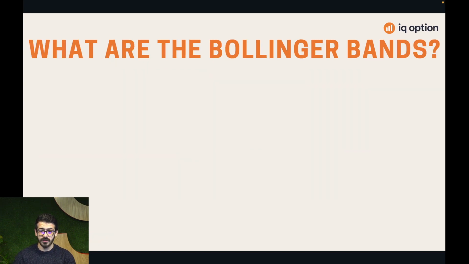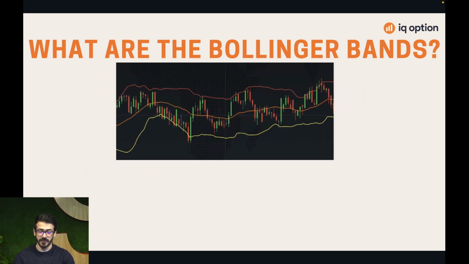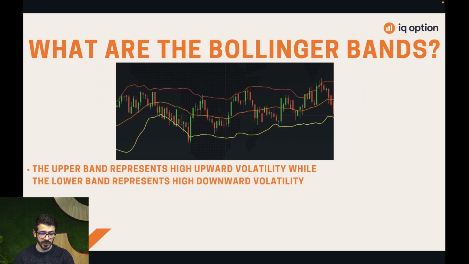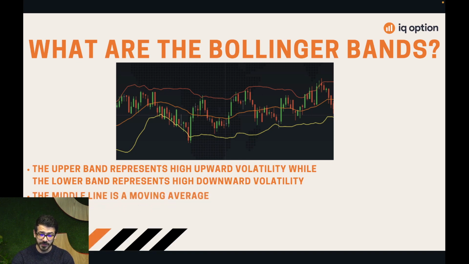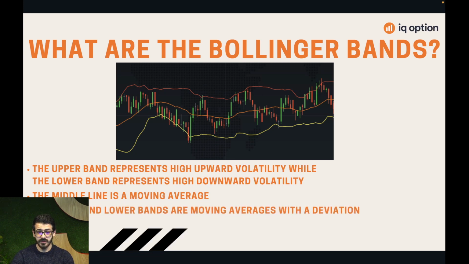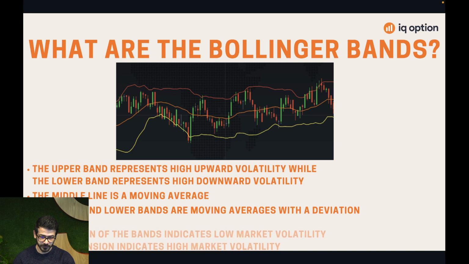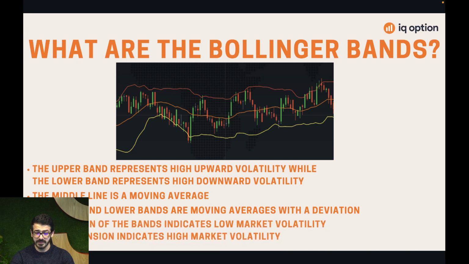And next up, we've got the Bollinger Bands. What are they? This is how they look basically. The upper band represents high upward volatility, while the lower band represents high downward volatility. As you can see, the red and the yellow one. And the middle line is a moving average. Now, the upper and lower bands are also moving averages, but with a deviation for it to read for us the volatility of the market. Contraction of the bands indicates low market volatility, while expansion indicates high market volatility.